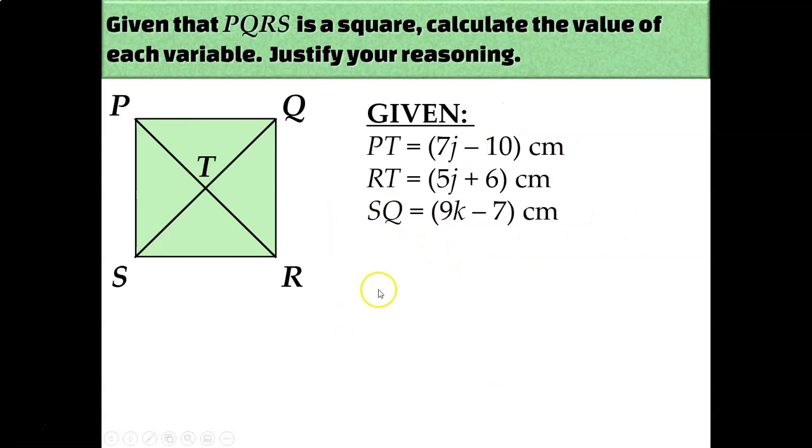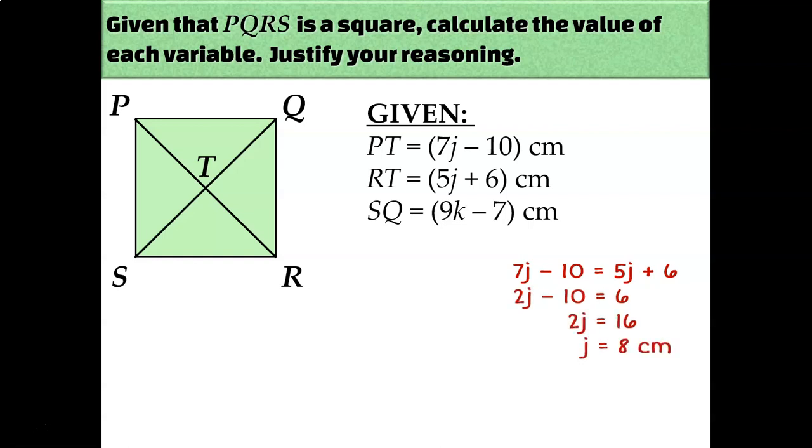So let's see what we have in our next problem, because we have two different variables to solve for. We got a couple of j's and one k. So these j expressions are representing PT and RT. Well, those are the two diagonal segments created by the intersection of SQ and PR, and according to the diagonals of a parallelogram theorem, we know that those two segments must be congruent to each other. So I can say that 7j minus 10 equals 5j plus 6 because the diagonals of a parallelogram bisect each other, so j must be 8.